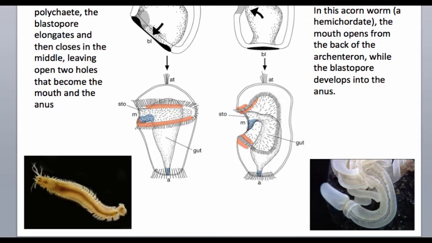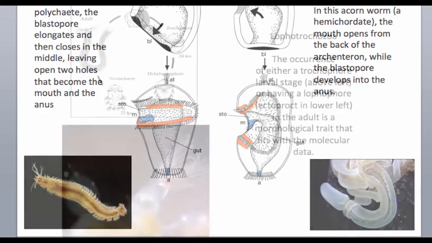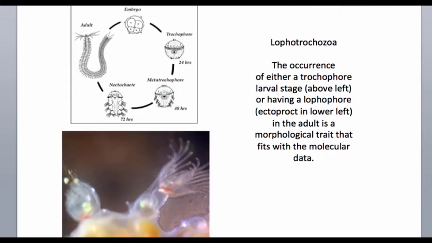Skip down a little ways. Lophotrochozoa are those animals that have either some type of trochophore larva, which is kind of like what this embryonic worm looks like after 24 hours. It actually grows into a metatrochophore, and then eventually it metamorphoses into something that looks like an adult. This is the trochophore larva that we see in the life cycle of the errant annelid worm.